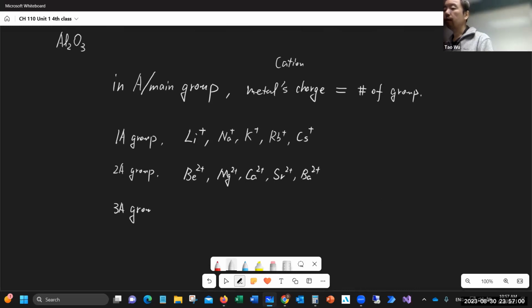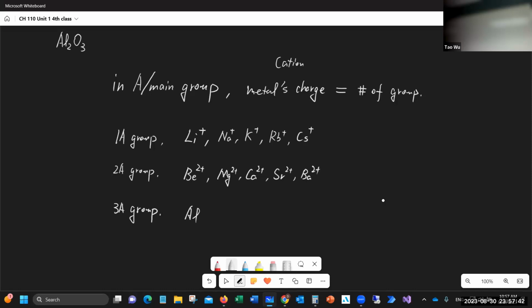But 3A, what we commonly use is just aluminum, because you see boron here is a non-metal. You see the zigzag shows up there. The zigzag is the boundary between metal and non-metal. The boron is a non-metal, but aluminum is a metal, and the rest of the others are metals. So aluminum should have a 3 positive charge. Gallium has a 3 positive. Indium has a 3 positive, and thallium has a 3 positive. So those metals have 3 positive.